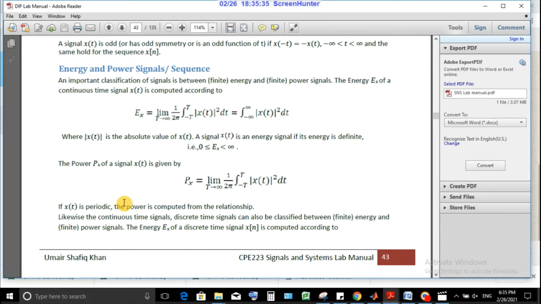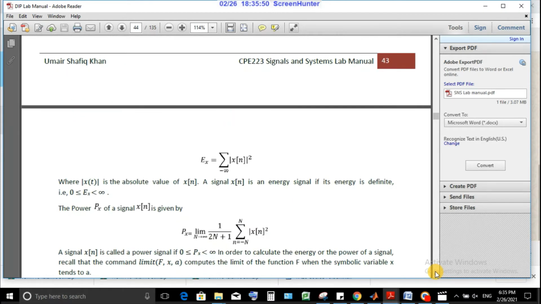If x(t) is periodic, then the power is computed from the relationship. Likewise, like continuous time signals, discrete time signals can also be classified between finite energy and finite power signals. The energy Ex of a discrete time signal is computed according to this formula, where |x[n]| is the absolute value of x[n]. A signal x[n] is an energy signal if its energy is finite.